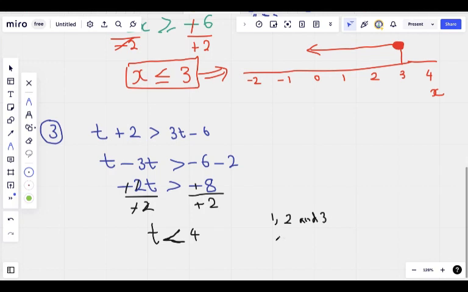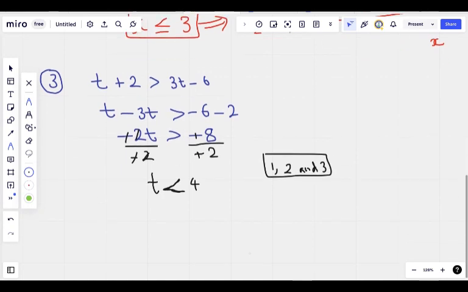Why? Because we say t is less than 4. 3.5 would have been part of it, but 3.5 is not an integer. Only whole numbers are integers. Decimal numbers are not integers. So these are the positive integers in this inequality.